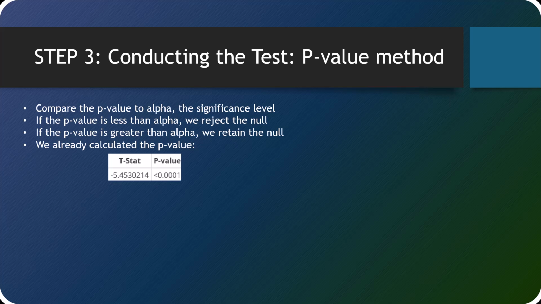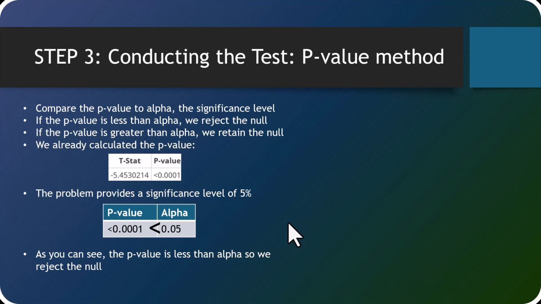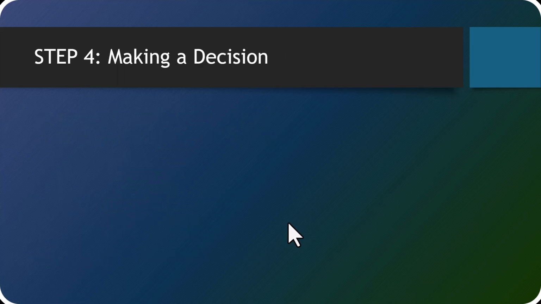So we already calculated the p-value. Well, technology did that for us, right? So now all we have to do is compare that p-value to alpha. So this p-value, it means that it's very, very tiny. It's less than 0.0001. It's very, very small. So clearly that is smaller than 0.05. So we can conclude, just as we did with the critical value method, that we must reject the null.